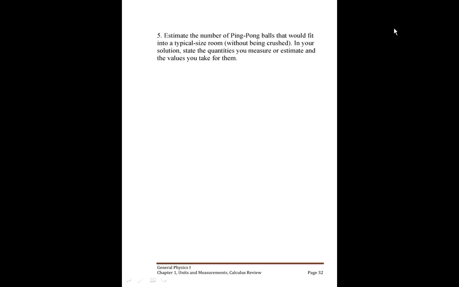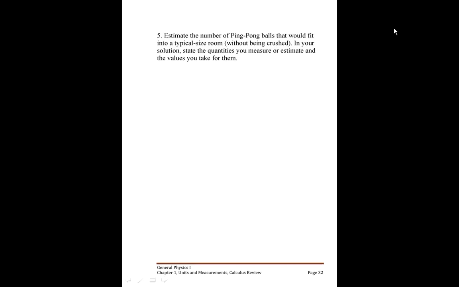All right, estimate the number of ping pong balls that would fit into a typical size room without being crushed. In your solution, state the quantities you measure or estimate and the values you take for them. You should have a pretty good working knowledge of the different lengths that we use. What is a centimeter? What is a meter? And how can you compare those to real-life objects?